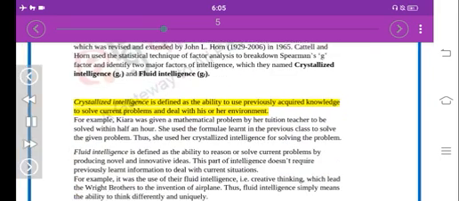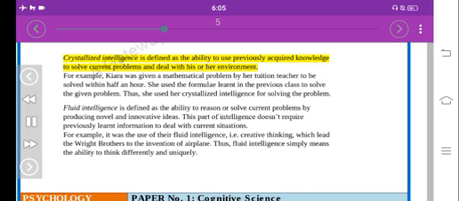Crystallized intelligence is defined as the ability to use previously acquired knowledge to solve current problems and deal with his or her environment. For example, Kiara was given a mathematical problem by her tuition teacher to be solved within half an hour. She used the formulae learned in the previous class to solve the given problem. Thus, she used her crystallized intelligence for solving the problem.